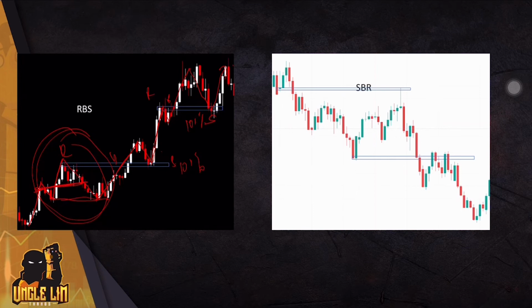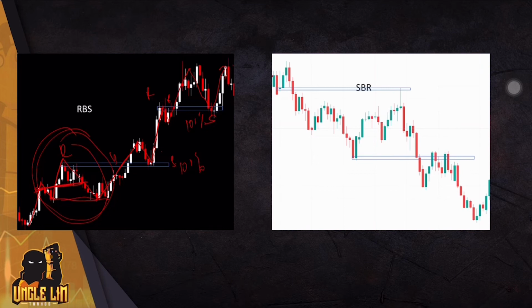So how are we going to find this type of trade, or how are we going to learn to trade this type of setup? We will learn it in our part 2 technical analysis, because it needs another few tools for you guys to pinpoint the best price to enter. Okay, that is for RBS, and this is also for SBR.